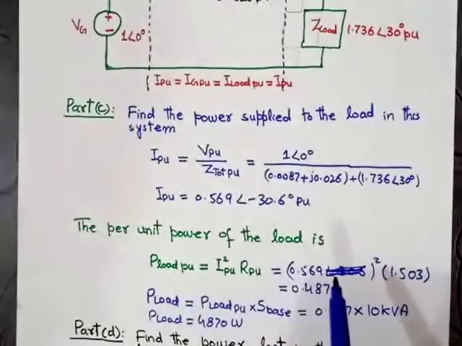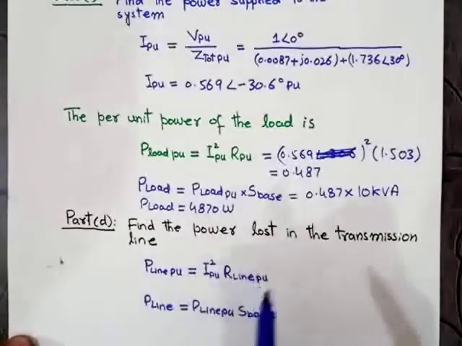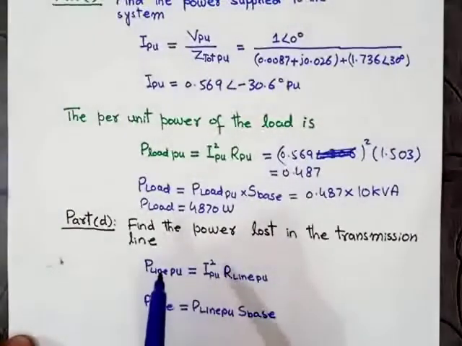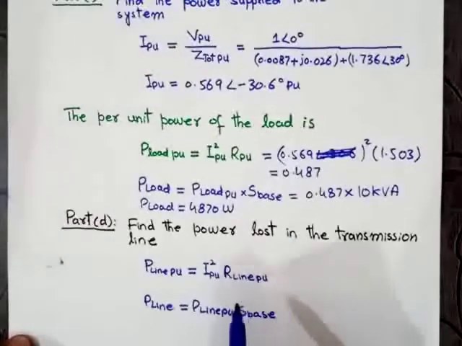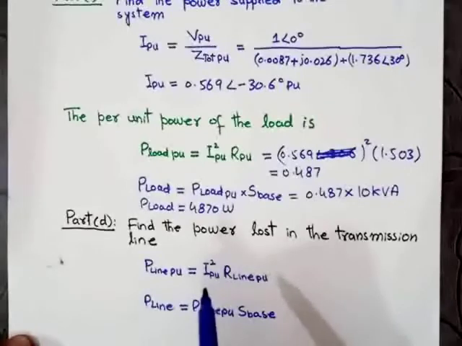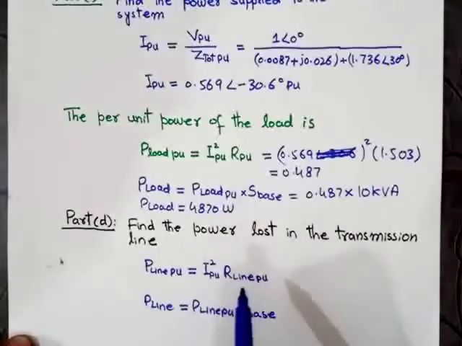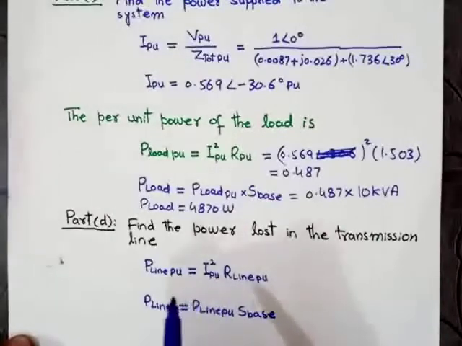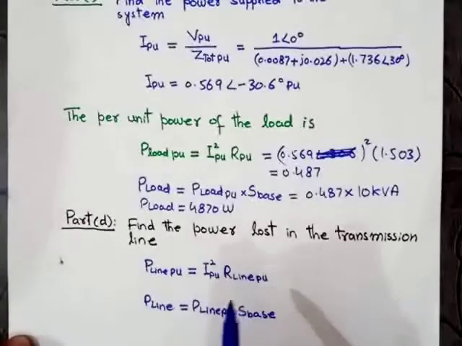Now we will solve the last part of this numerical, that is part D. Part D of the given numerical is to find the power lost in the transmission line. As we know, power in the transmission line, P line per unit, is equal to I square R line. Now we will use the resistance of the transmission line. If we want to find the power across the load, then we will use the resistance of the load. If we are finding the power loss in the transmission line, then we will use the resistance of the transmission line.